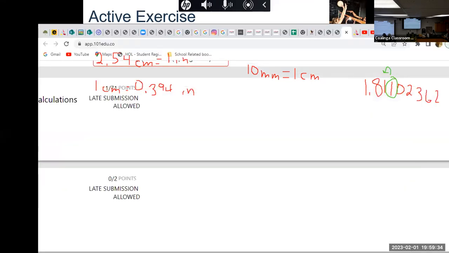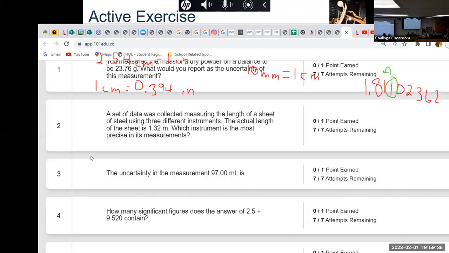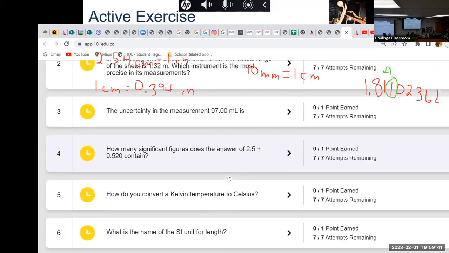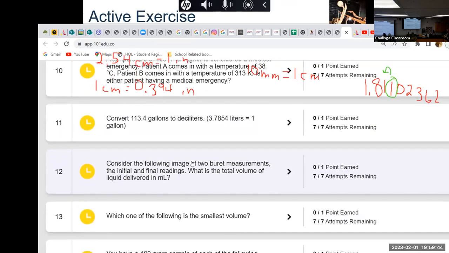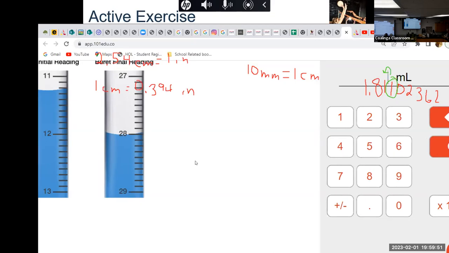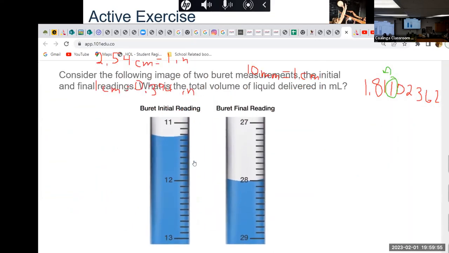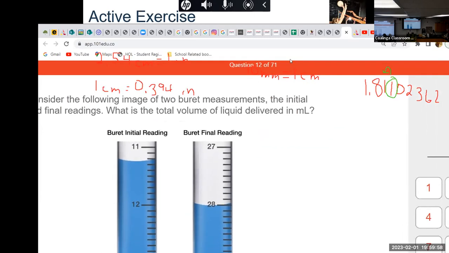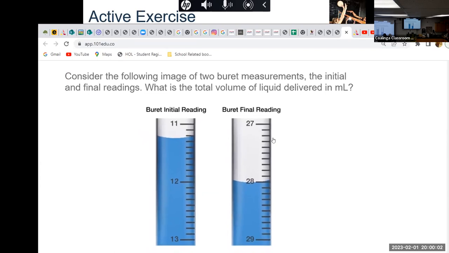Say question 12. Yes. So it says, consider the following image of two burettes, the initial and the final reading. Okay. So initially, the burette reading is, okay, so you guys need to understand what a burette is. So let's start off with that.